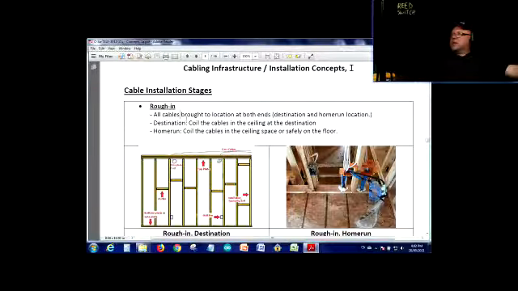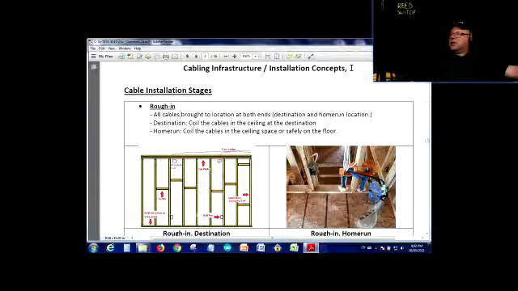Roughing in. All cables are brought to location at both ends, destination and the home run location. When we have the assignment, the destination of every cable run would be like a desktop, and the home run would be the LAN room or the communication room. LAN stands for local area network room. So you just run the cables and leave them there. You bring them to location, destination.